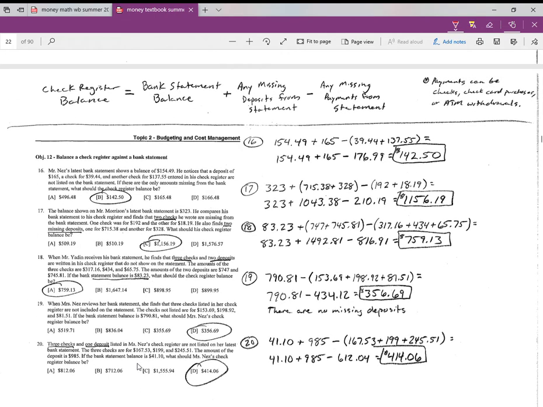So basically what that means is making sure you and the bank agree on how much money you have in the bank. It's a little easier nowadays with the technology and things are more up to date. You can check your balance right on your phone and things like that.